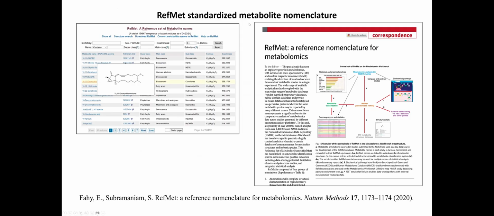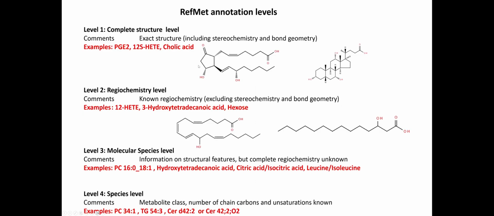So RefMet is a standardized metabolite nomenclature system. If you want to refer to a publication, we published this first in Nature Methods in 2020. It is now considered the standard for nomenclaturing metabolites. RefMet essentially connects to every possible other resource, including InChI keys, KEGG IDs, PubChem IDs, and all of those. It is a standardized nomenclature. I'll walk you through very quickly what it does.